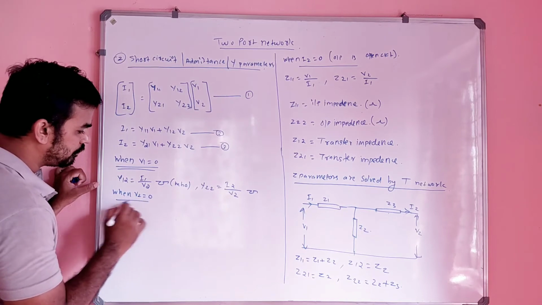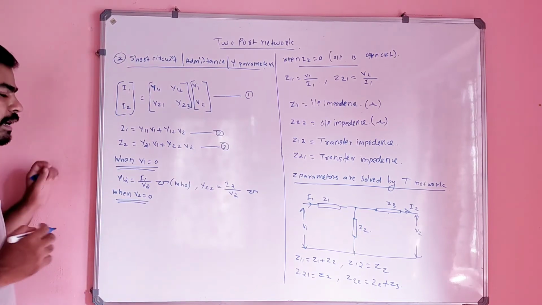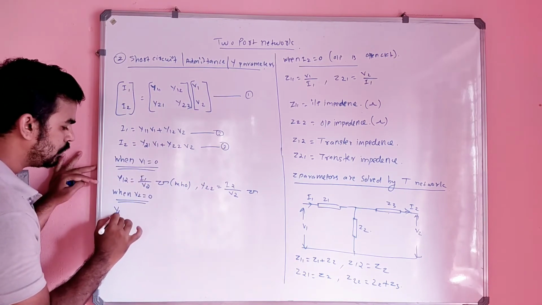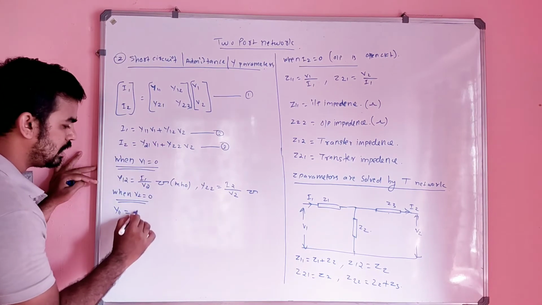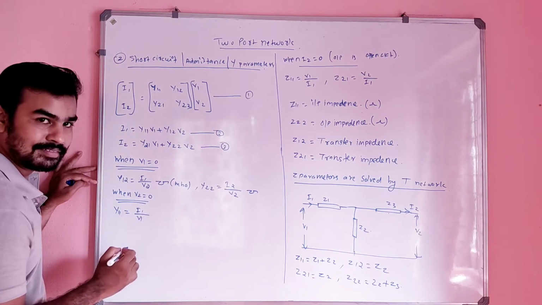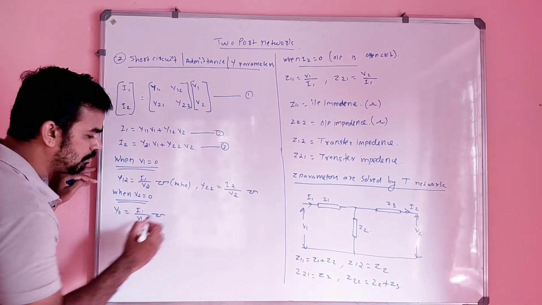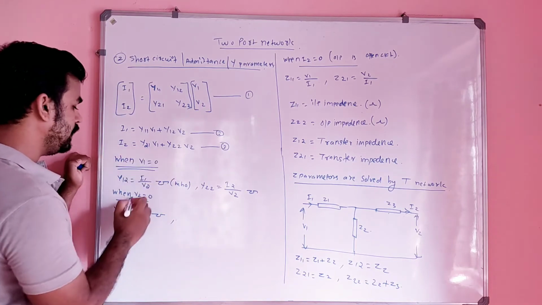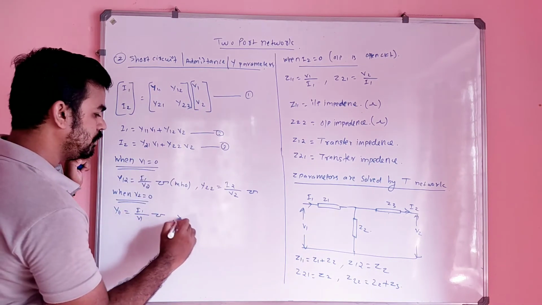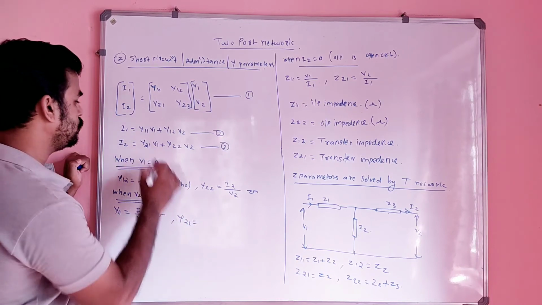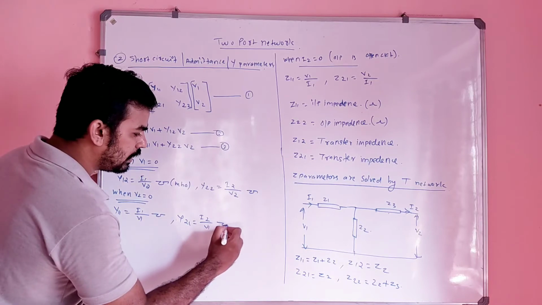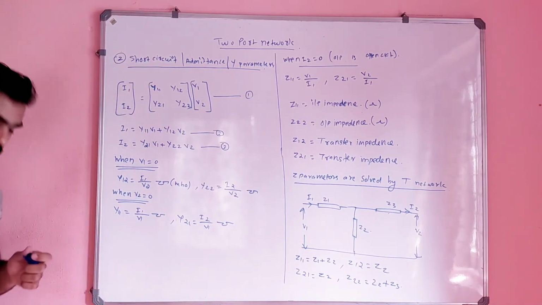Next, when V2 is equal to 0, what happened? When V2 is equal to 0 in equation number 2, you will have Y11 equal to I1 by V1. That is also in mho, no issue. And in equation number 3, when V2 is equal to 0, we should have Y21 equal to I2 by V1. That also I by V form, that also mho. Is it clear?